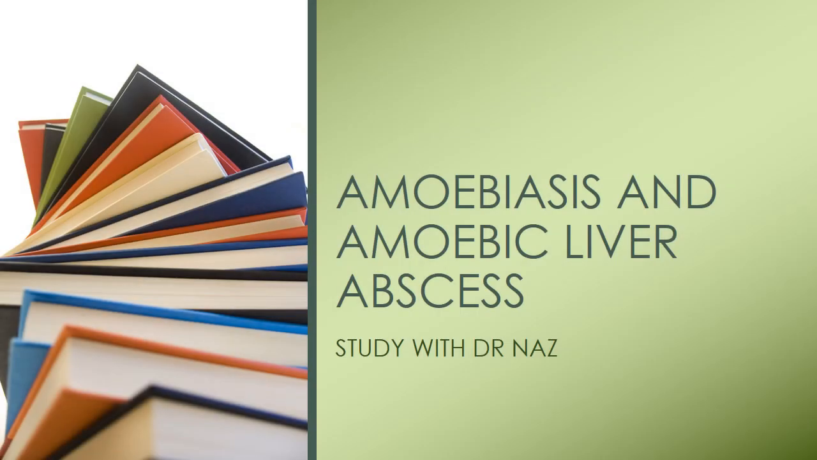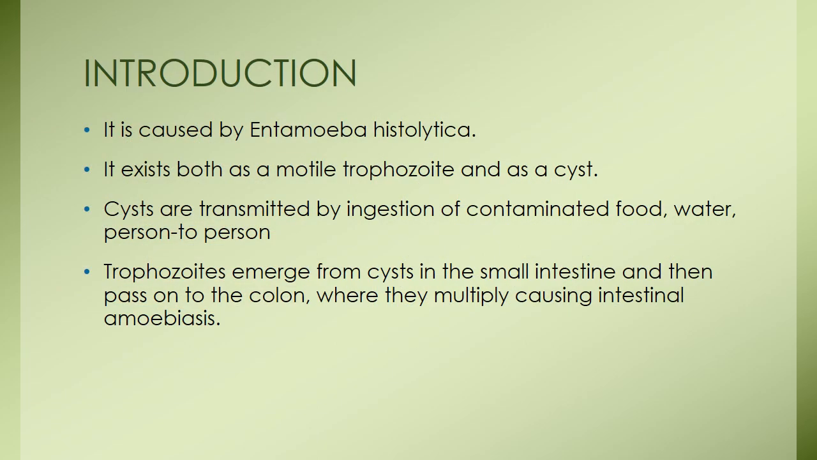Today I'm going to discuss amoebiasis, which is caused by Entamoeba histolytica, and its liver manifestation, which is amoebic liver abscess. Entamoeba histolytica exists in two forms: a motile trophozoite or a cyst. Cysts are transmitted by the ingestion of contaminated food and water.